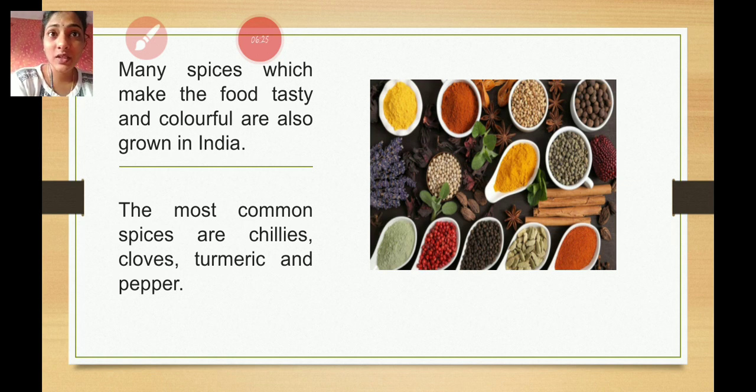It includes spices also: turmeric, red chilies, black pepper, cardamom, cloves. All these are spices which we use for aroma, for good smell, for good color, for good taste. So these are also grown in India. The most common spices are chilies, cloves, turmeric, and pepper. I'll show you which are these spices. You can take the help of your parents also. All these spices are available at your homes also. Ask your mother to show you.